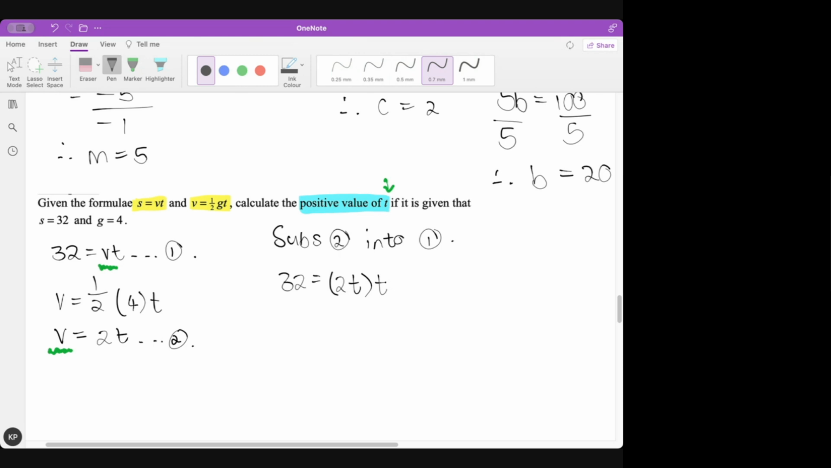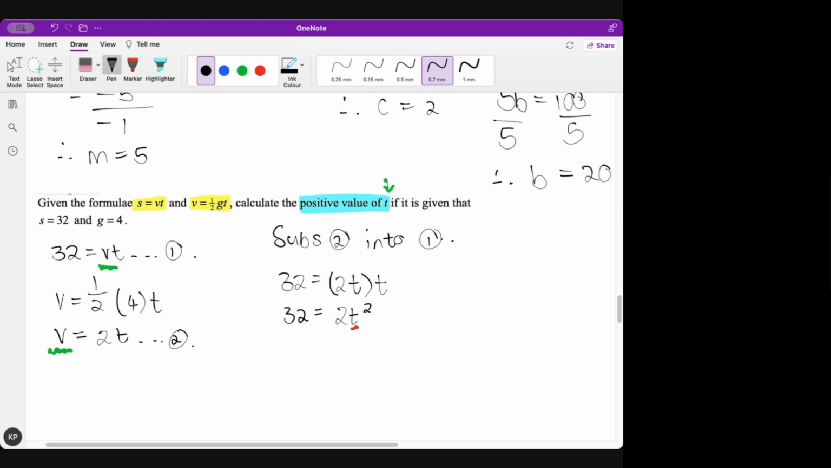Okay, great. Now what's happening on the right-hand side of this equation? What can we do here? Multiply. So what's 2t times t? Be careful, Marlene. It is 2t squared. Okay, 2t squared. Great, we're much closer to where we need to be. I need to get t on its own. So what do I do next?